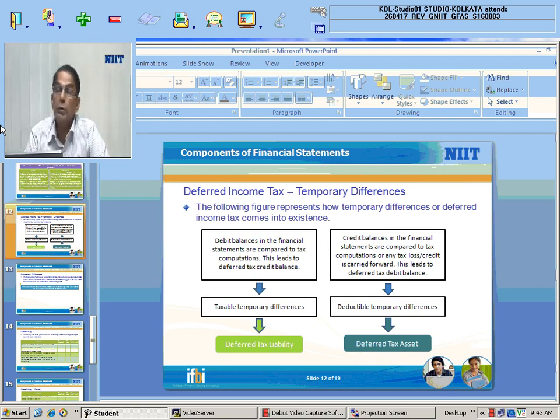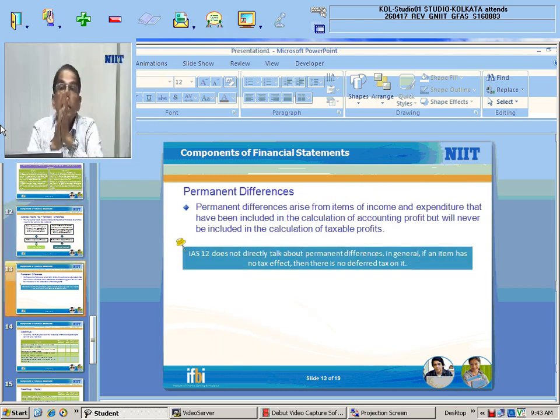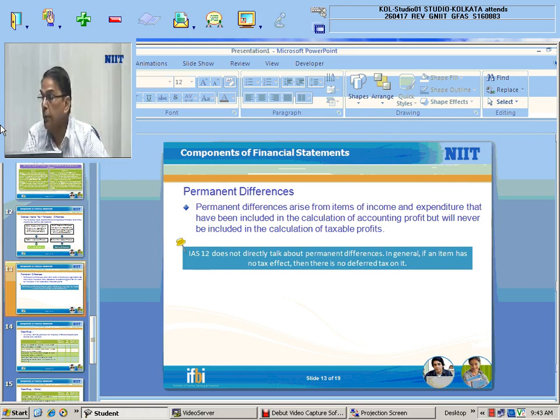Having tried to explain to you what is taxable temporary difference and deductible temporary difference, now we'll talk about permanent differences. What do you mean by permanent differences? Permanent differences arise from items of income and expenditure that have been included in the calculation of accounting profit but never will be included in the calculation of taxable profits.